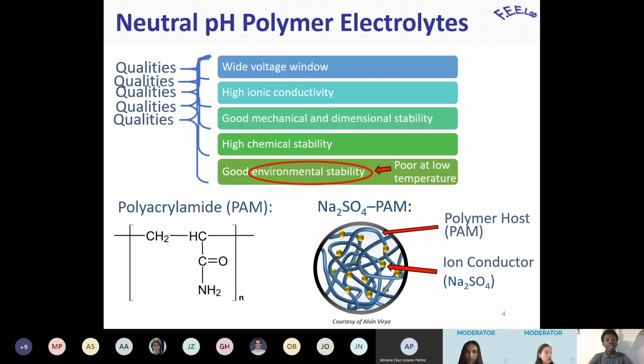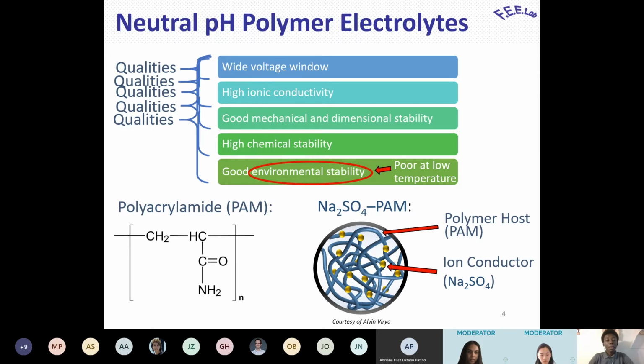The electrolyte I've been looking at is sodium sulfate polyacrylamide, where polyacrylamide is the polymer and it acts as the host that gives the electrolyte its solid structure. Sodium sulfate is the ion conductor, which allows for ion movement. Now, the problem with this electrolyte is that it has poor environmental stability at low temperature.